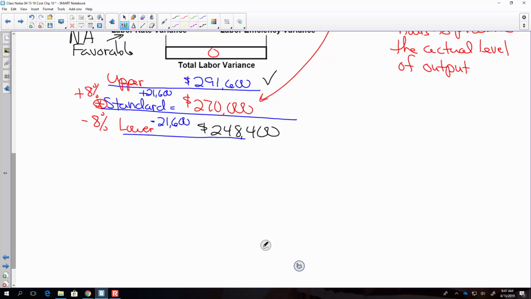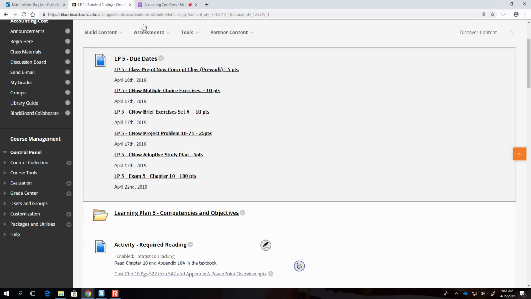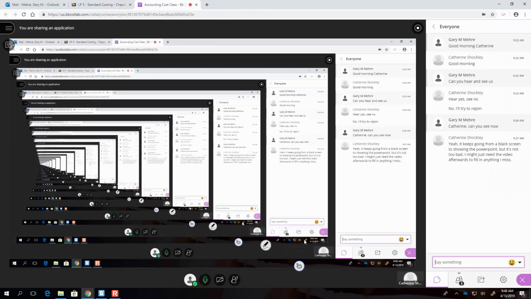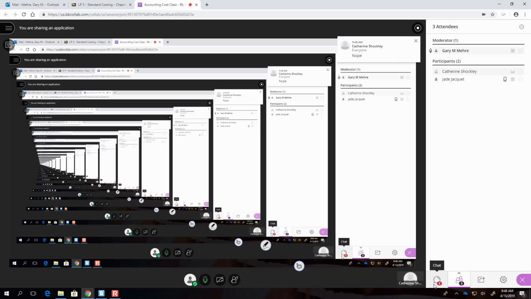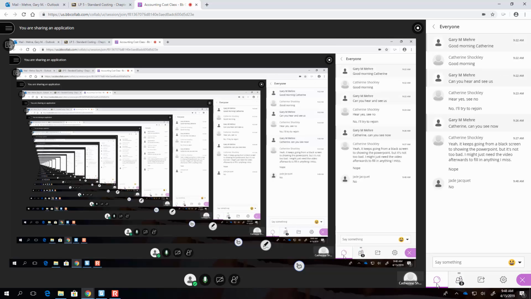This is what the test is going to be asking for. What are the upper and lower limits? It's very easy to put this in a multiple choice question. So we'll do it for the material as well, but that's basically what we're looking at. For those at home, any questions? No? Okay, thanks, Jade. All right, going back to our problem then.